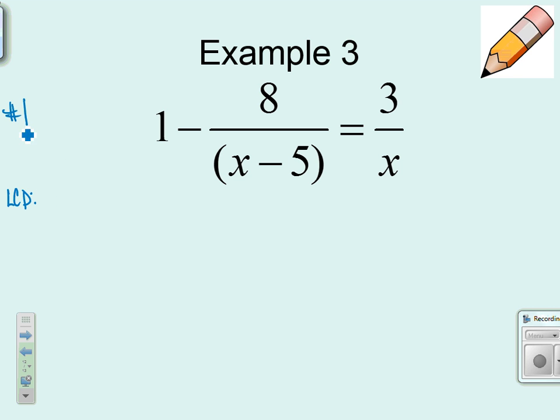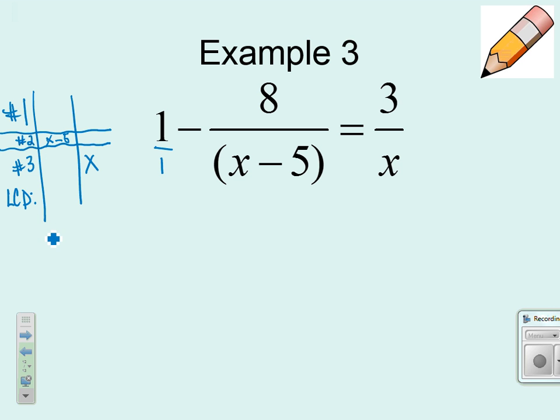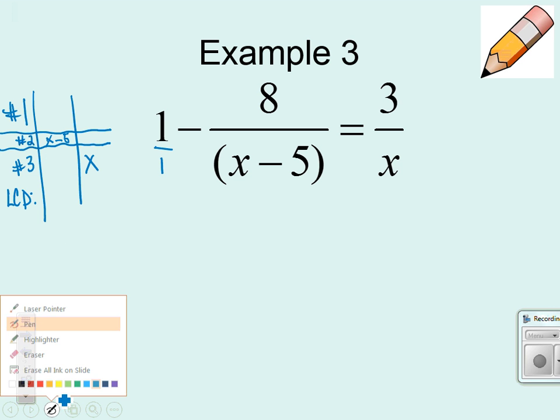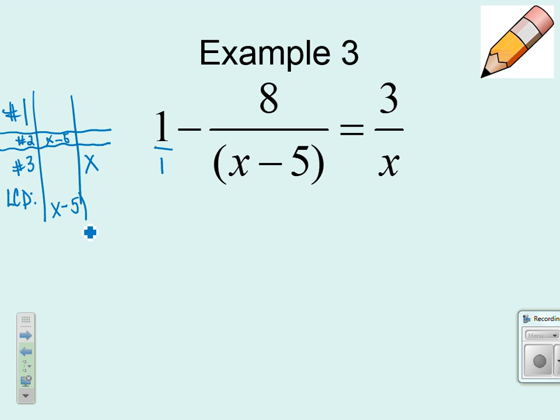Fraction number 1: it's a 1, so I don't need to write that because it's over 1. Fraction number 2, x minus 5. Fraction number 3, x. My lowest common denominator is x minus 5 times x. So this is my lowest common denominator.